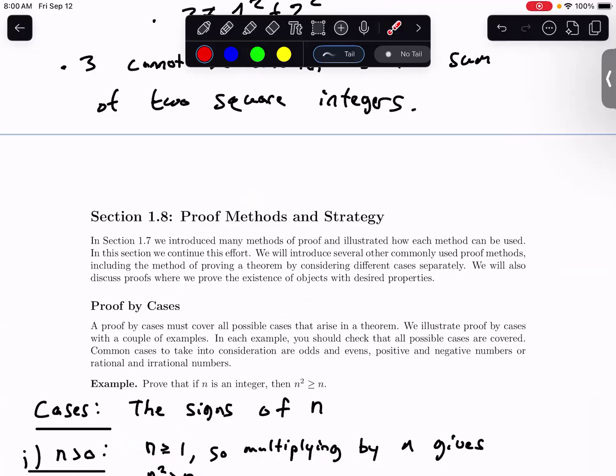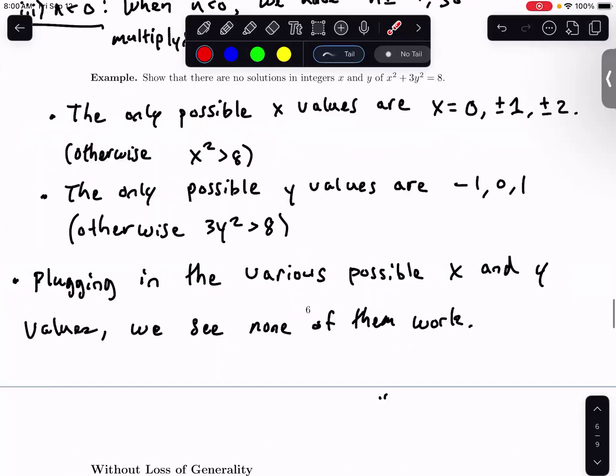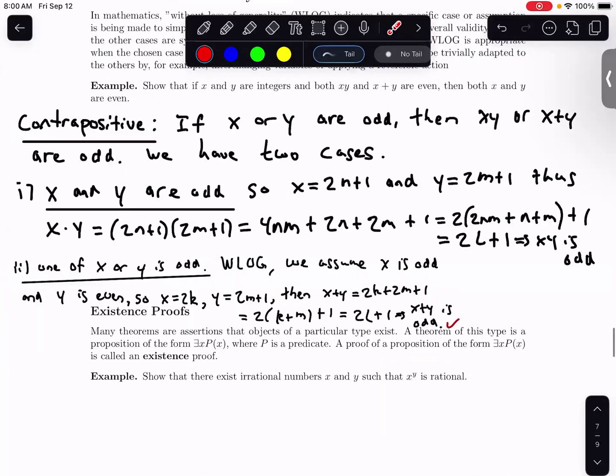So I kind of like the practice quiz idea. I think you guys like it too. So I'm just going to try and utilize it when possible.